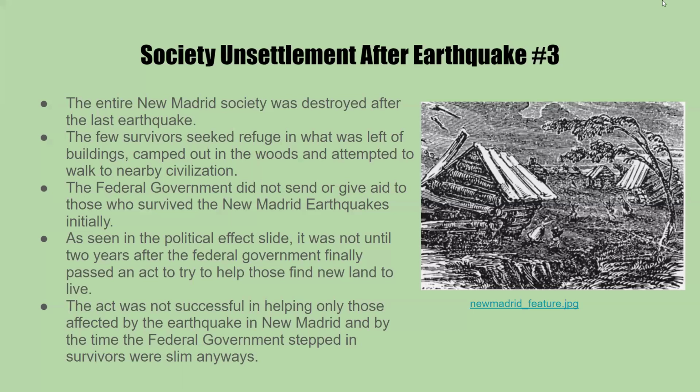The society and settlement after earthquake number 3. The entire New Madrid society was destroyed, like I said earlier. So the few survivors that were left sought refuge in whatever was left around the area, like leftover buildings. They camped out in the woods and attempted to walk to nearby civilization. Like I mentioned, the federal government didn't send any help initially, so a lot of people struggled at first, and the entire society was really pretty much destroyed and gone. The act, like I said, wasn't successful. So New Madrid took a long time for that area to be rebuilt, and that society was pretty much destroyed anyways.